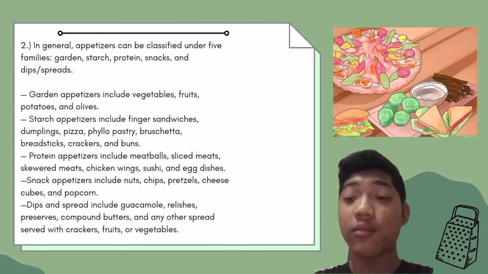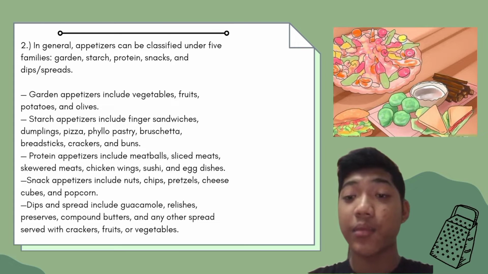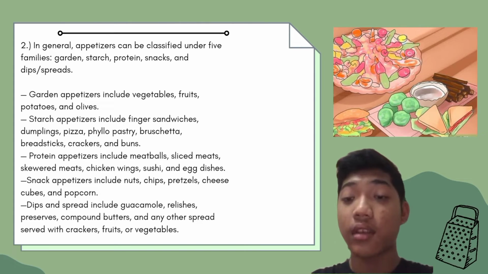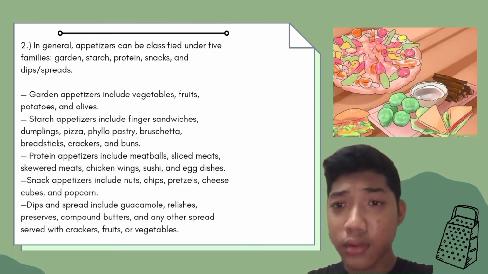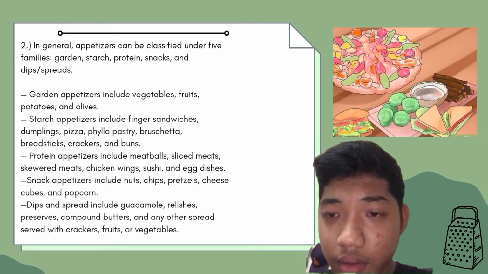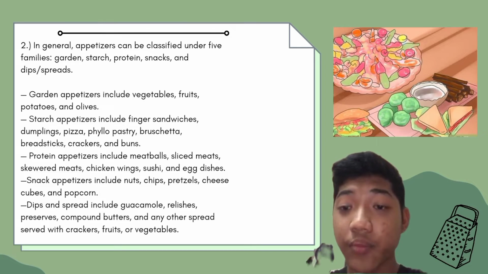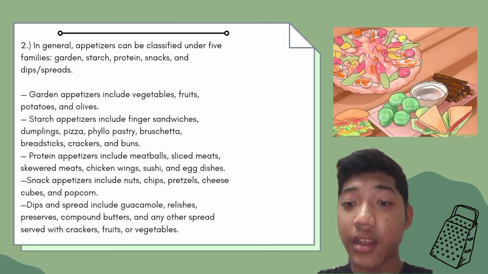Protein appetizers include meatballs in sliders, meats, skewered meats, chicken wings, sushi, and egg dishes. Snacks appetizers include nuts, chips, and pretzels. Dips and spreads include jams, molasses, preserves, compound butters, and any other spreads served with crackers, fruits, and vegetables.